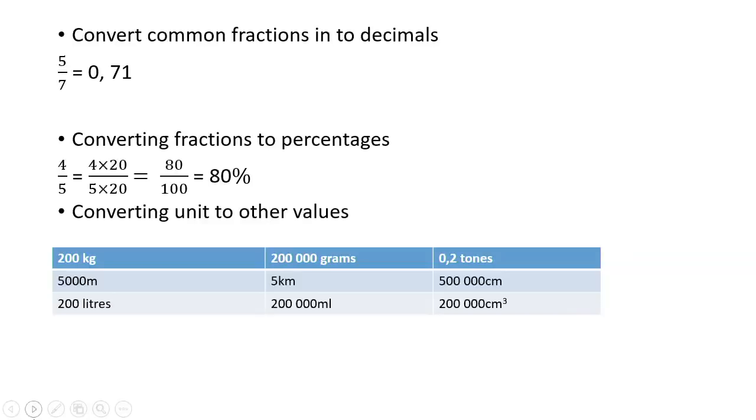Same with liters, also 200 liters, then you have to convert it to milliliters. When you convert it to milliliters, you know that the difference there is 1,000. There are 1,000 milliliters in 1 liter. So you have to multiply by 1,000, because you are moving from a big one to a small one. And now also you have to know that milliliters and cubic centimeters are similar, so the answer remains the same.